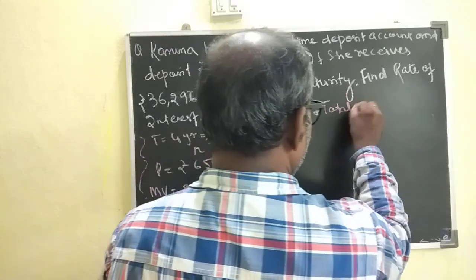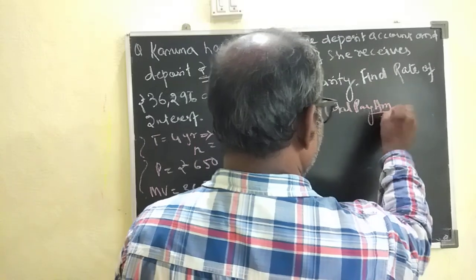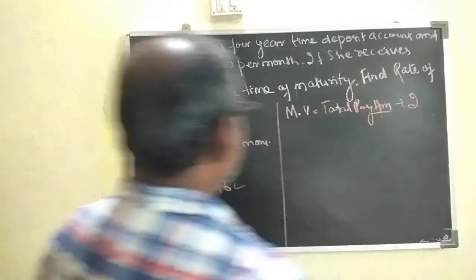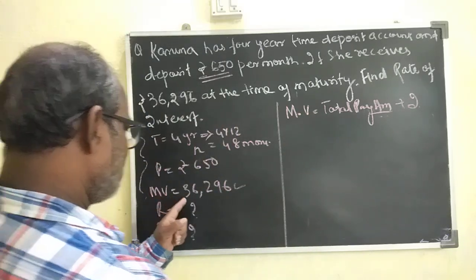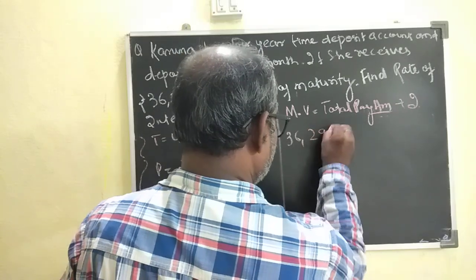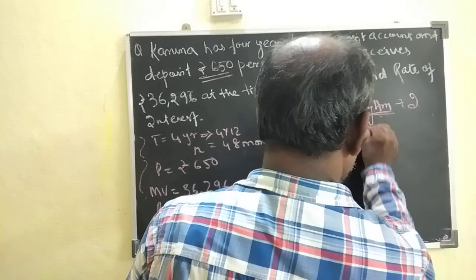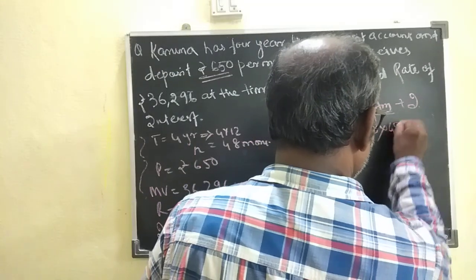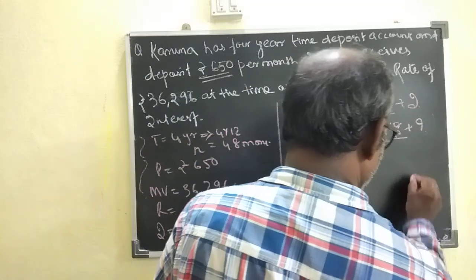total payable amount plus interest. Here payable amount is 650, maturity value is 36,296. So 36,296 equals payable amount 650 into number of months 48 plus interest. Let us find out 650 into 48.